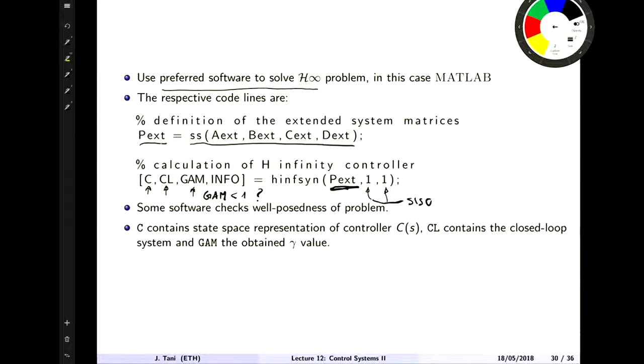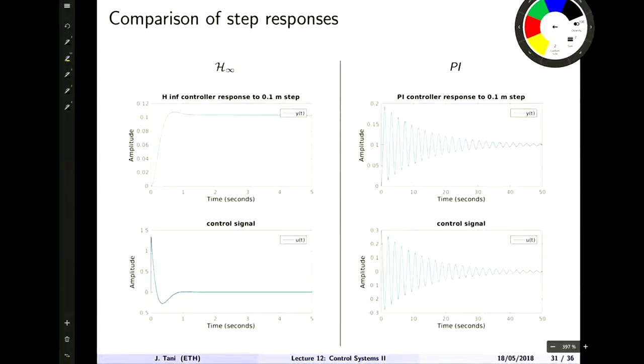Questions on this? I was fast in this example, but it's nothing new. You've seen it before. Okay? Well, what we are doing then is we check how it works. And what I try to plot here is the response to a 10 centimeter reference. So the reference would be like this. It would go to 0.1 meters. Basically, we tell the servo to move 10 centimeters up.